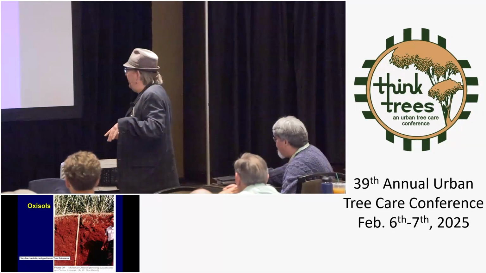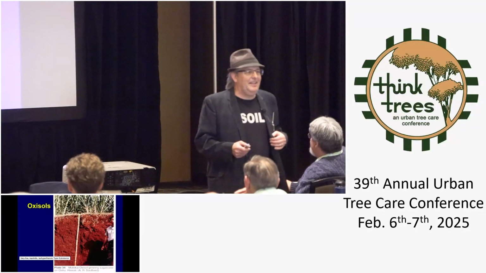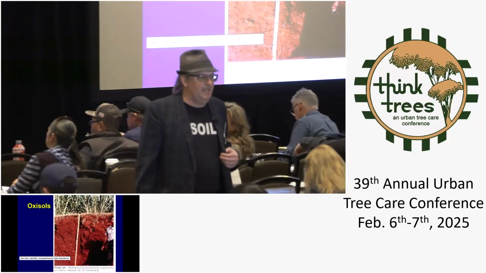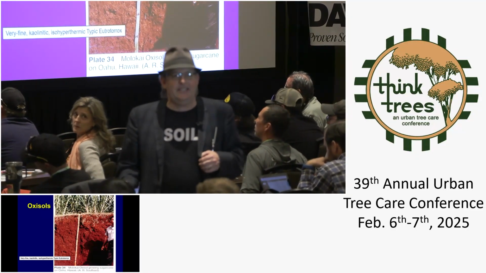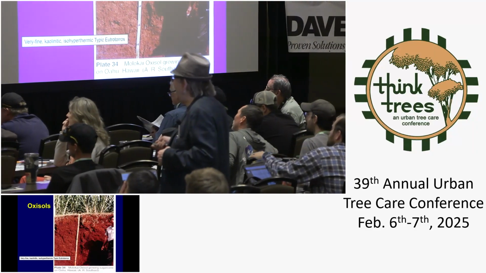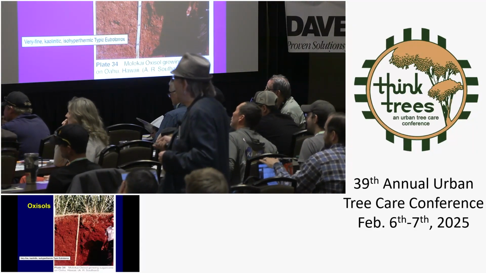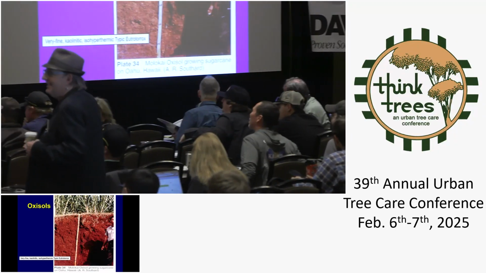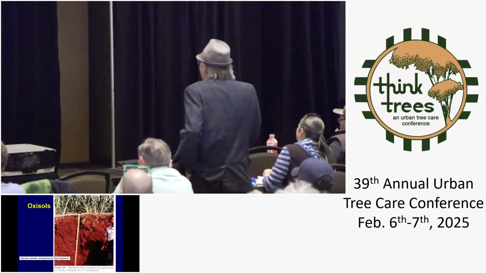And so I don't know if you can see this. This is the taxonomic words that describe this soil. And I want us all to read it together who can see it. We'll start with very fine. Ready? 1, 2, 3. Very fine, kaolinitic, isohyperthermic, typic, eutrotorox. Yeah, you said that. You can get an A in my class.